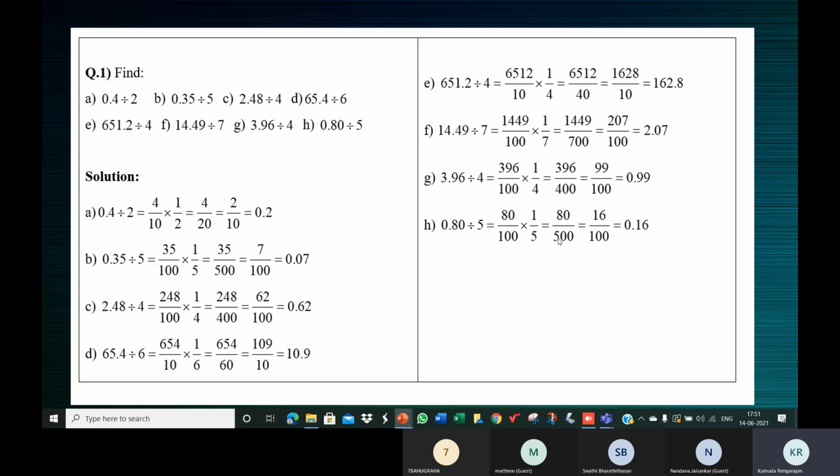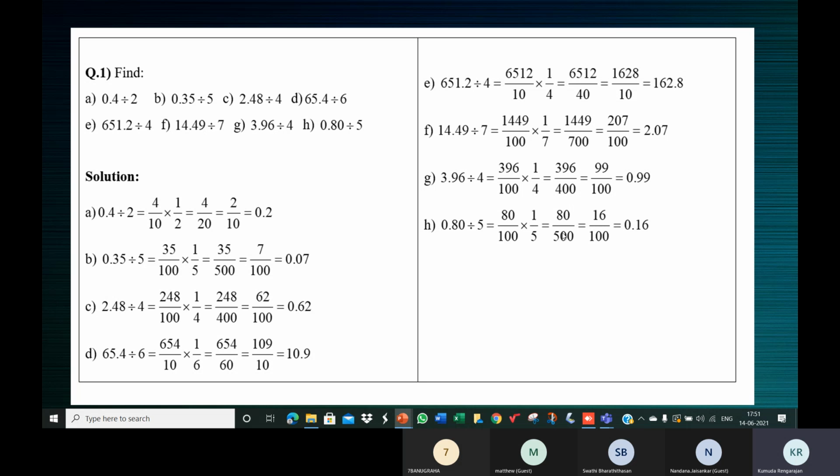We should see to it that when you simplify, you get a denominator of 10, 100, 1000, something like this. Now here you know it is 500. So divide by 5 because you can get 100. When the denominator is 500, when you divide by 5, you will get 100. So divide 80 by 500 first by 5. You get 16 by 100. 500 by 5 is 100.